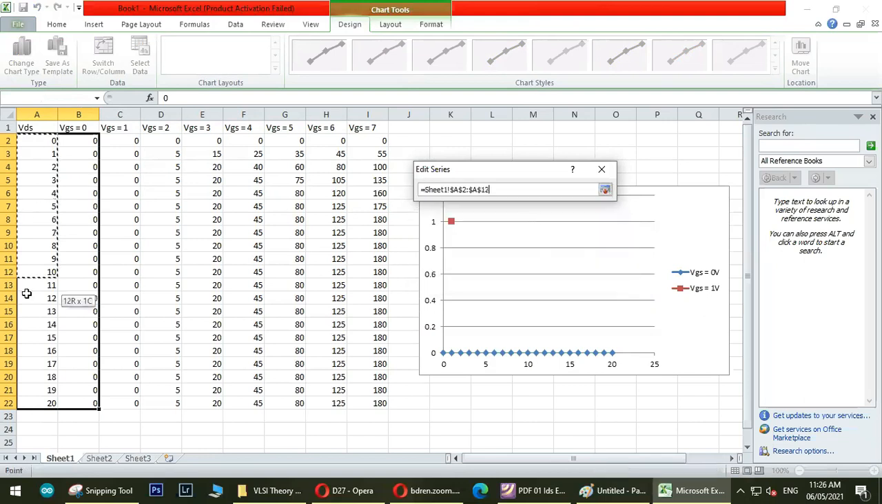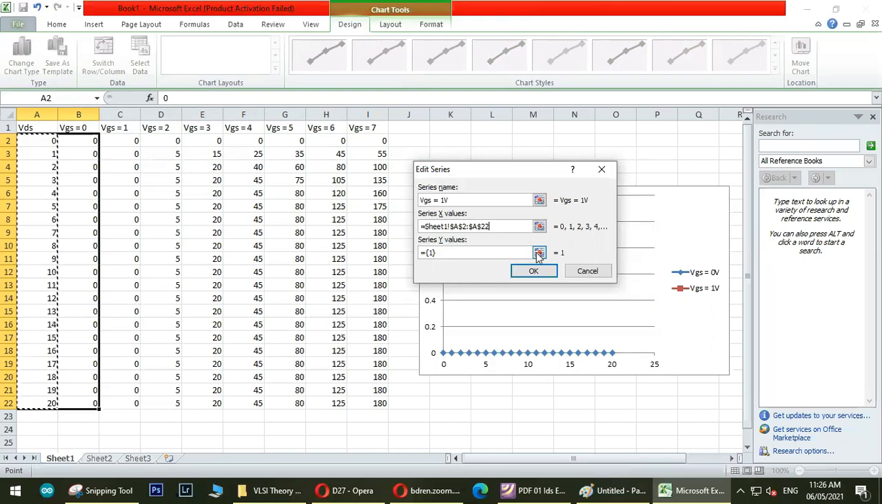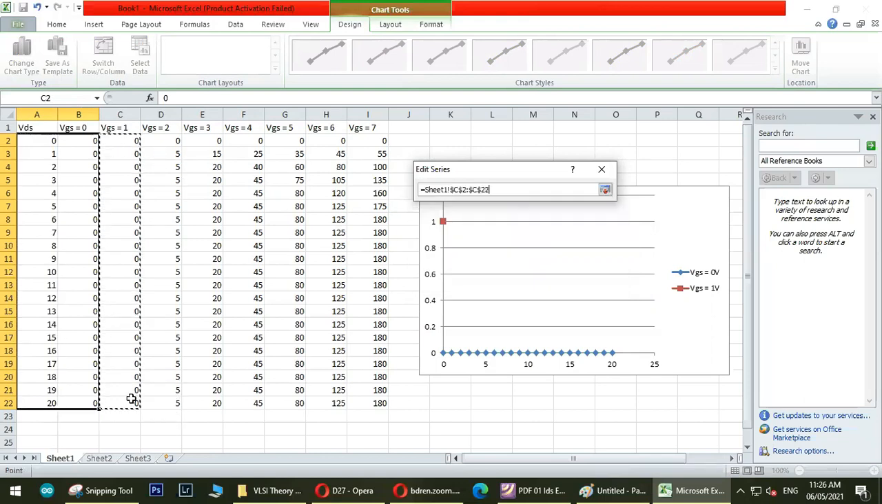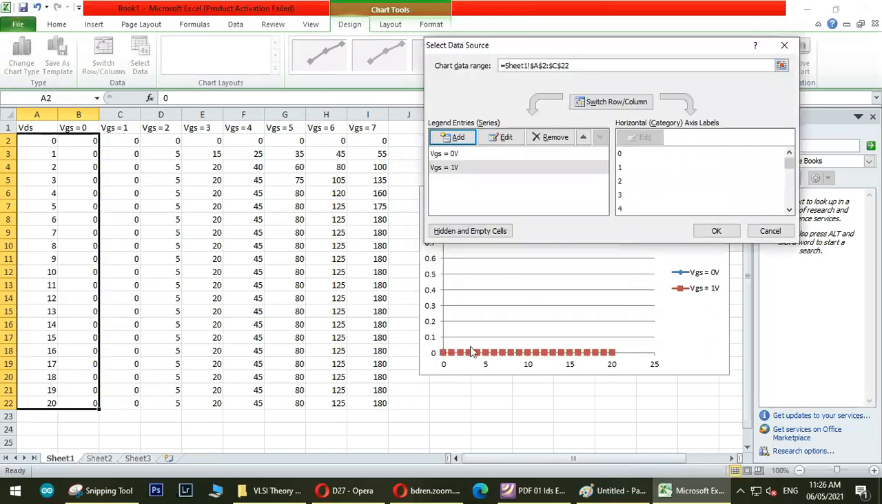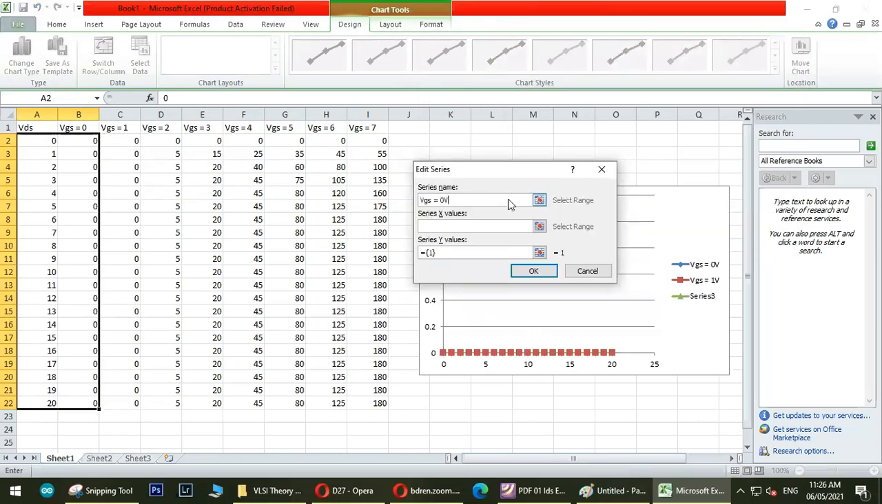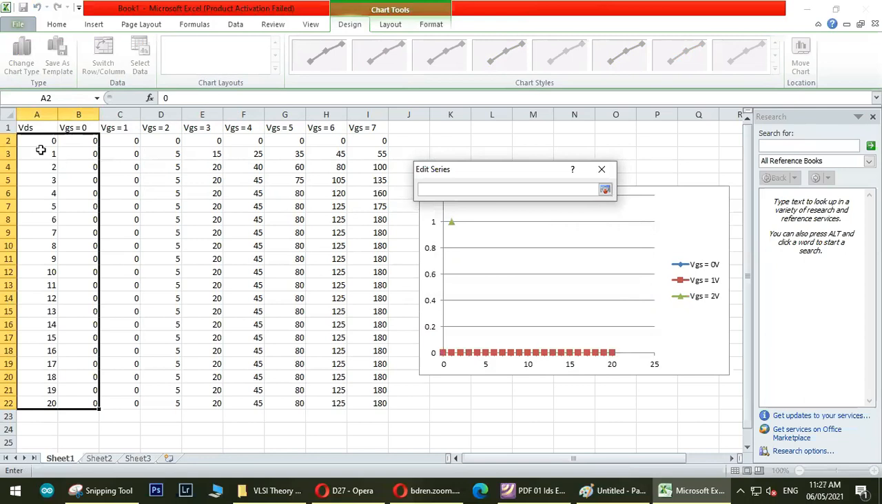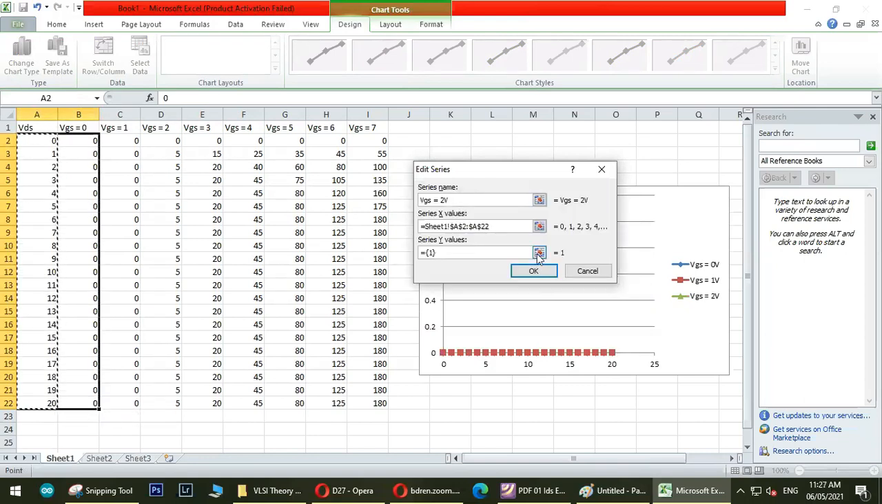And your x-axis will be this one, and your y-axis will be this one. Again, they are same. Now I want to add another series name. This time it will be 2 volt. Your x-axis will be this one. Your y-axis will be this one.